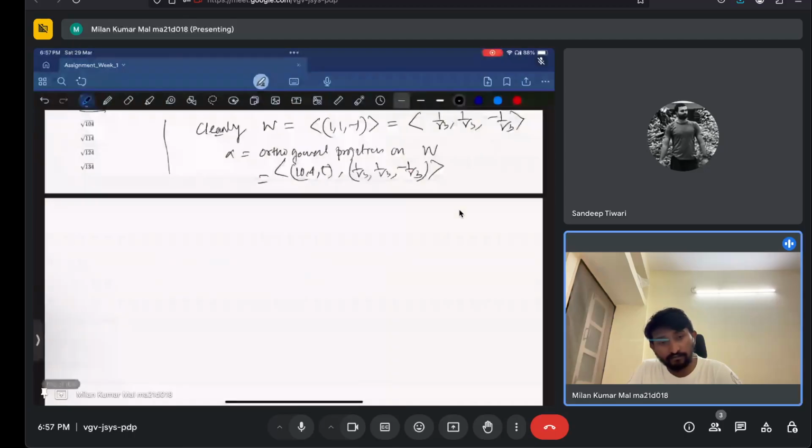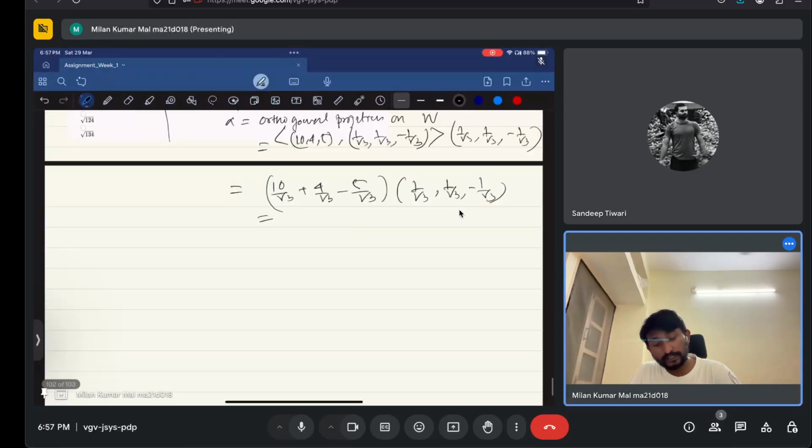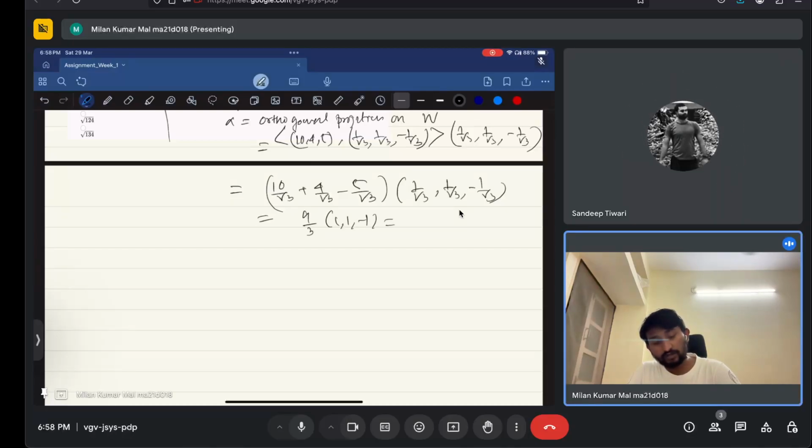In the exam of NET or any place where you have to use these things, they will not give you the orthonormal basis. So 10 by root 3 plus 4 by root 3 minus 5 by root 3, that is 9 by root 3, times 1 by root 3, 1, 1, minus 1. That is 9 by 3 times 1, 1, minus 1, so 3, 3, minus 3. So this is the alpha.